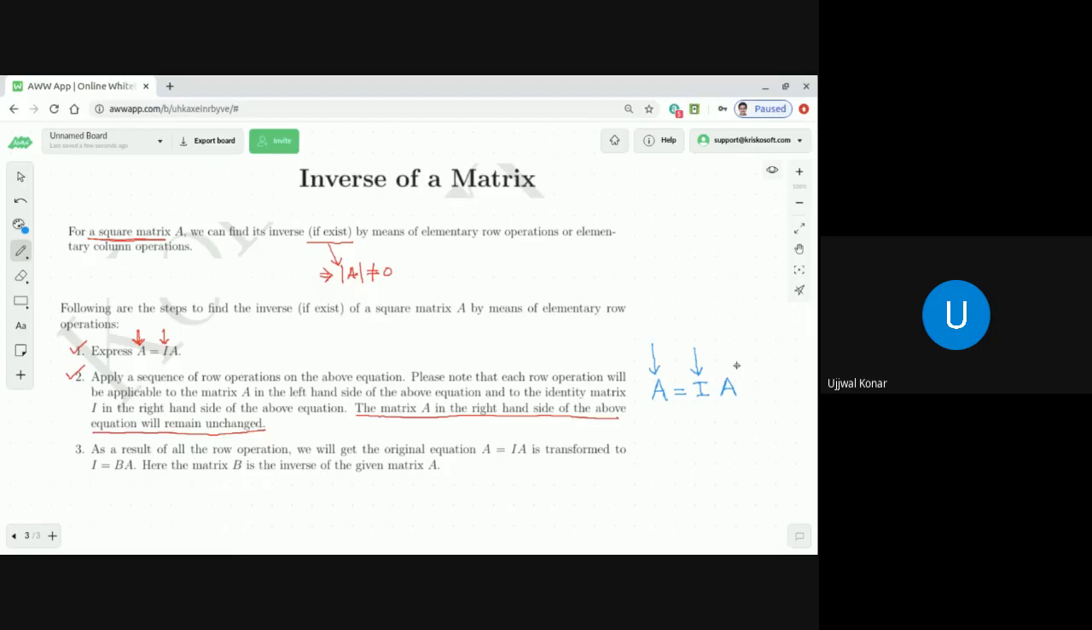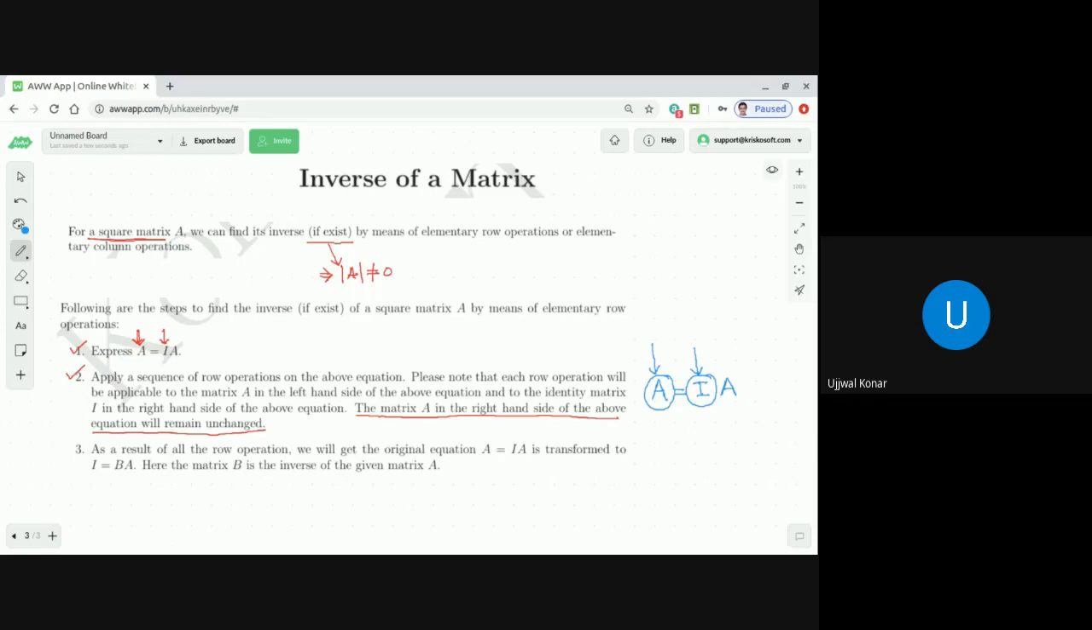That means, after the first row operation, the matrix A in the left-hand side will get transformed. The identity matrix will get transformed, but the other matrix A in the right-hand side will remain the same. Then you may have this question: sir, what row operations are we going to do? I know there are 3 row operations. What row operations do I want to do?